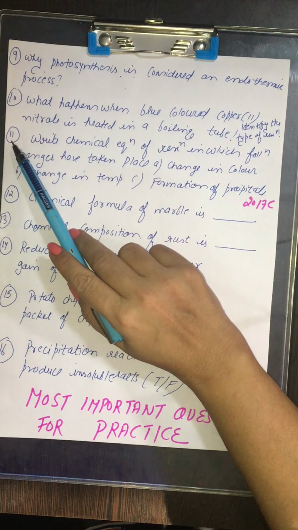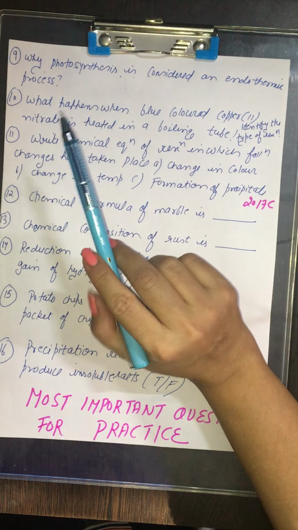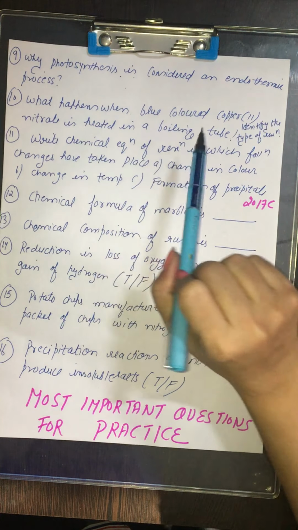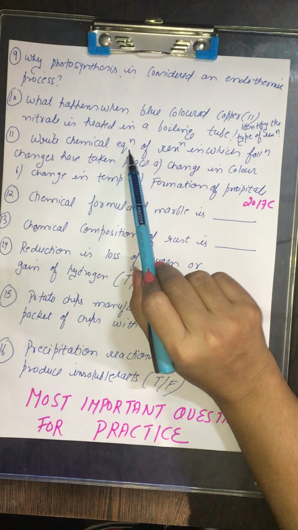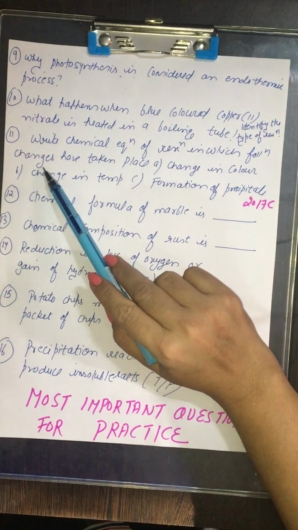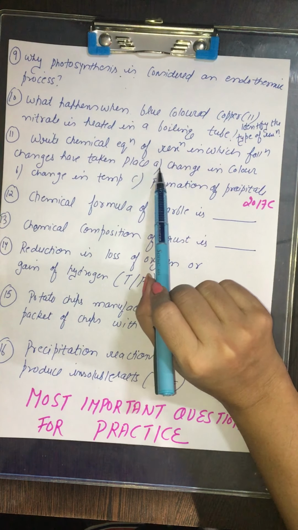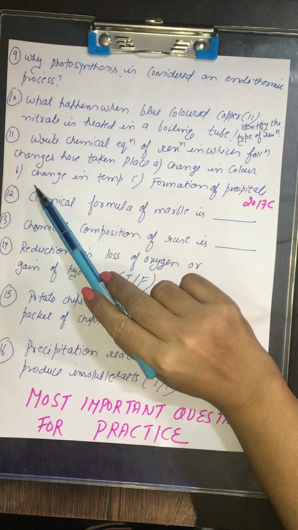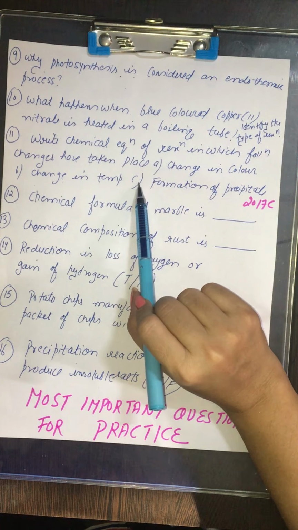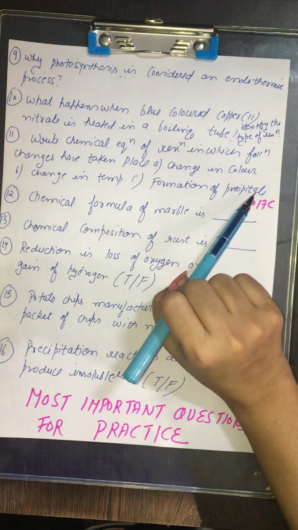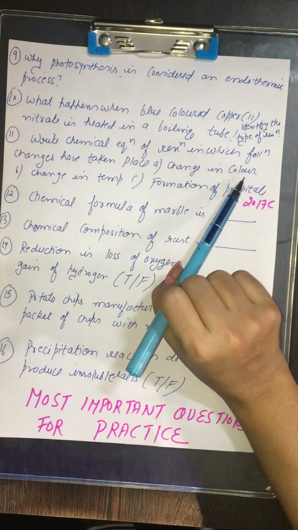Question number 11. It was from 2017 paper. Write chemical equation of reaction. सिर्फ chemical equation देने हैं in which following changes have taken place. पहला है change in color. Second, change in temperature. Third is formation of precipitate. You need to mention only the equations.